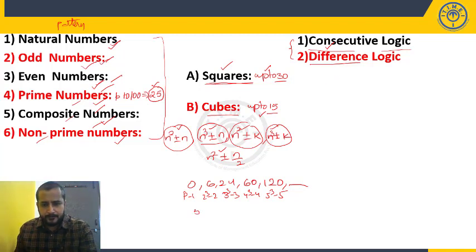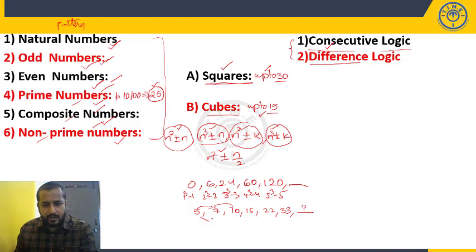So 5, 7, 10, 15, 22, 33. What will be the next in the series? Now look at this. One number to another number, is there a small jump or not? Numbers are increasing gradually. So there is a small jump from one number to the next number. So we are going to apply difference logic.